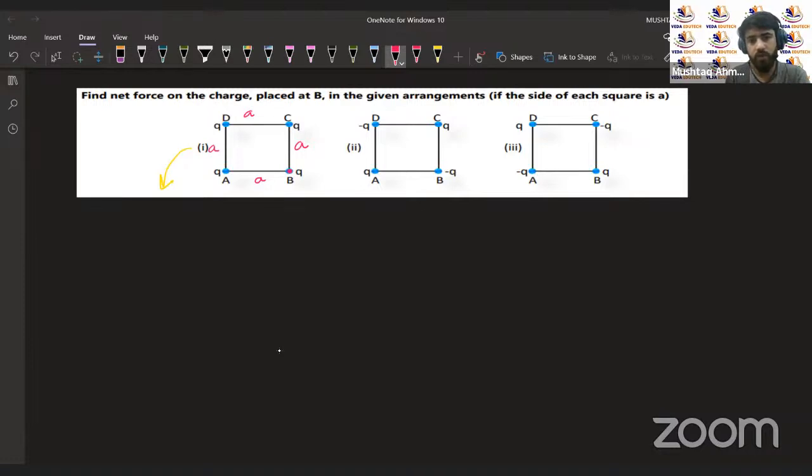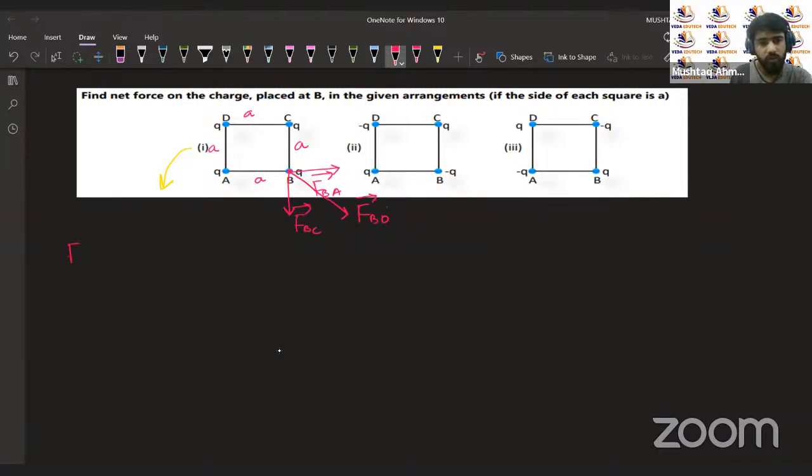The force on the charge placed at B because of C will be in this direction. Let's call it force on B because of C. And the force on B because of the charge placed at A will be in this direction. Force on charge B because of charge at A. And there will be a third force, which will be because of the charge placed at point D, and it will be along this direction. That's the force on charge B because of the charge placed at point D.